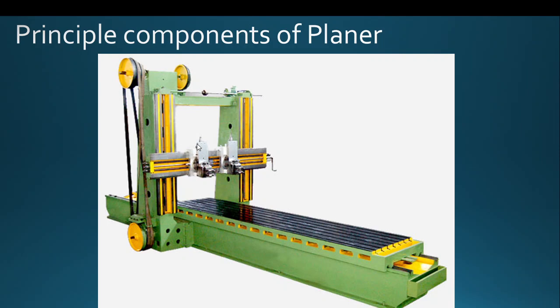See, this cross rail is provided with two tool heads which are able to hold two tools at a time, and this is nothing but the driving mechanism. About this driving mechanism we are going to see in the next slides. So in this way the material removal is carried out in case of the planer machine.